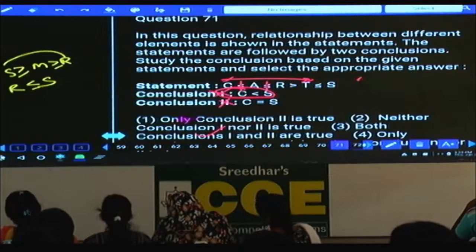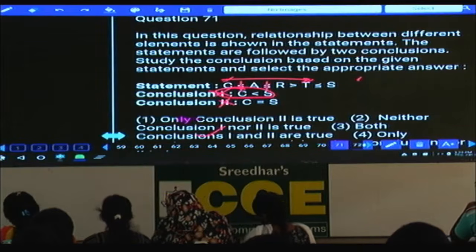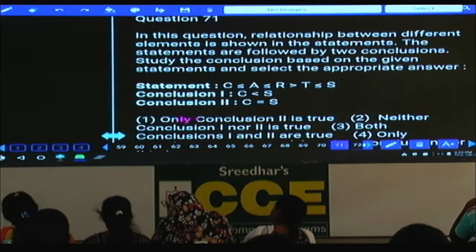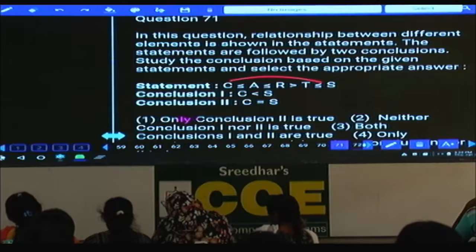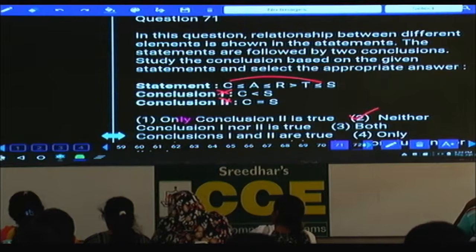Then coming to question number 71. Now in this 71, tell me what is the information we have? C and S. C is here, S is here. Now between these two, one lesser than, one greater than, two opposite symbols. No relation between these two. Again between C and S also two opposite symbols, no relation. Hence neither one nor two. Then what is your answer here? Choice 2. 71 it is choice 2.